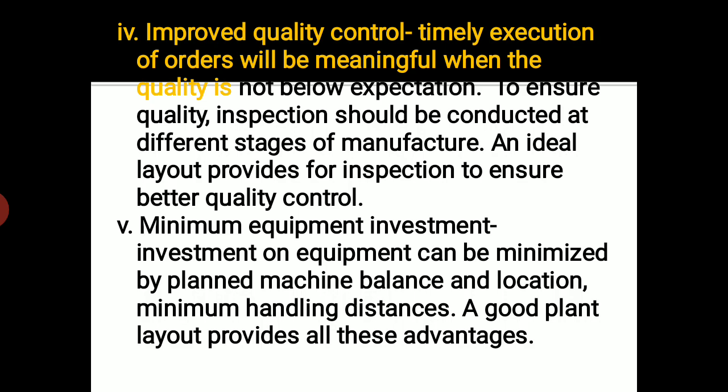The next that comes up is minimum equipment investment. If you know the place that we are going to use, and how we are going to make the arrangement, then the investment also can be reduced. How? Investment on equipment can be minimized by planned machine balance and location, and minimum handling distances. A good plant layout provides all these advantages.